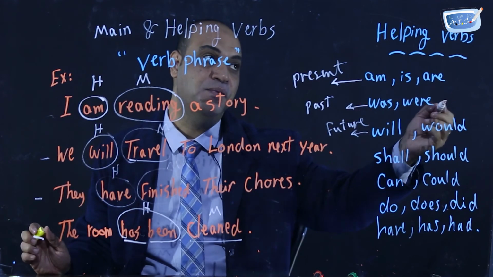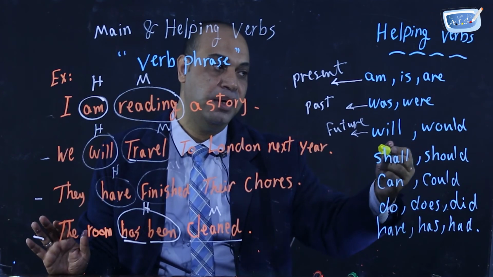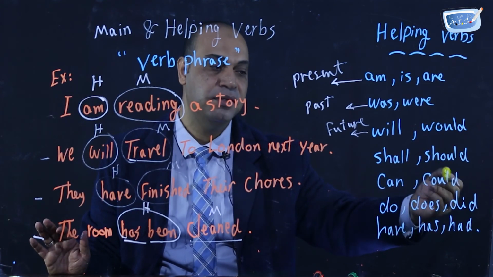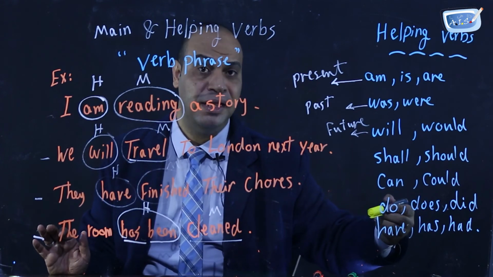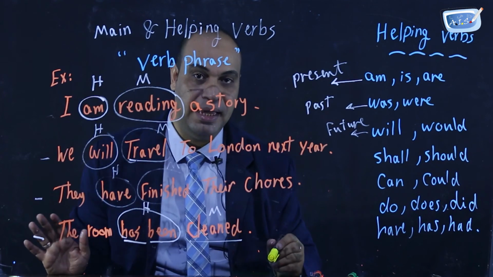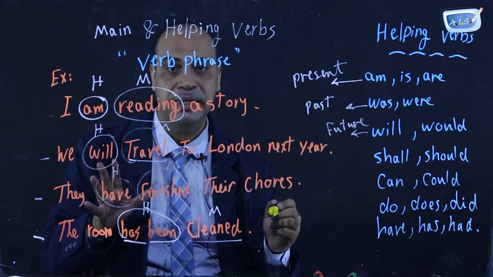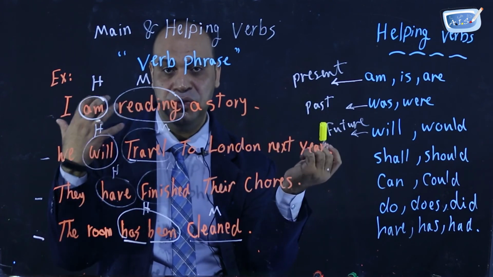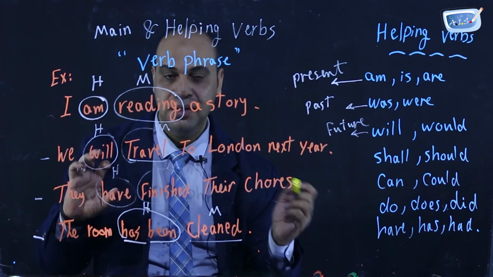So we have more examples for the helping verb like am, is, are, was, were, will, would, shall, should, can, could. These are modal verbs. Plus some helping verbs like do, does, did, have, has, and had. So we say again in the end, the verb phrase consists of two parts, the helping verb and the main verb. Thank you.